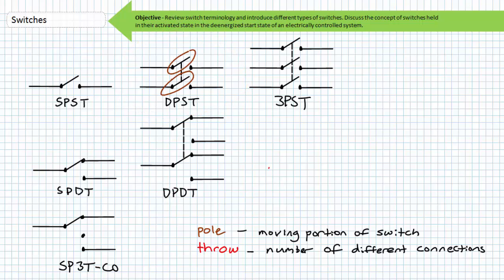There are two poles, hence the term double pole, and each pole can make one connection, hence the term single throw. An application for a double pole single throw switch would be to simultaneously energize two loads.